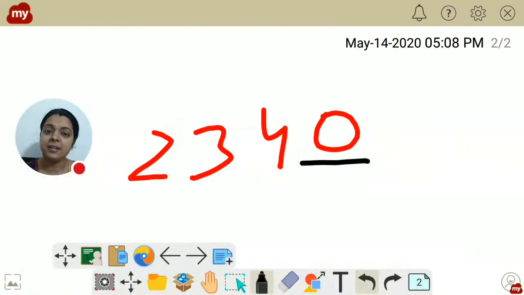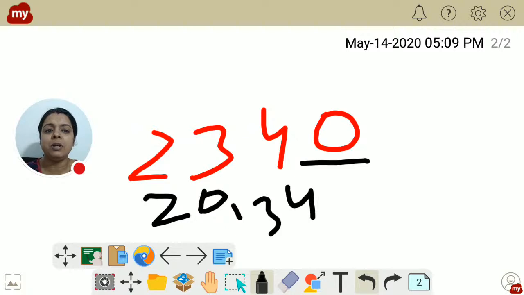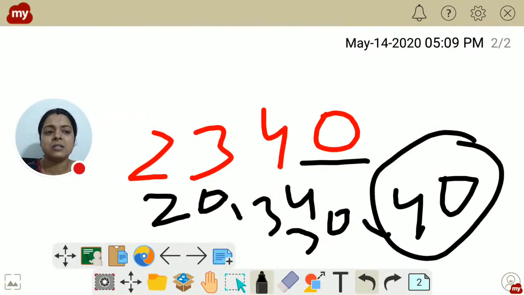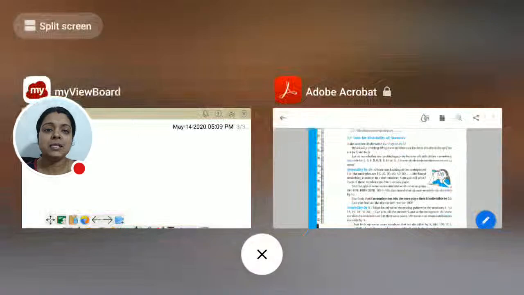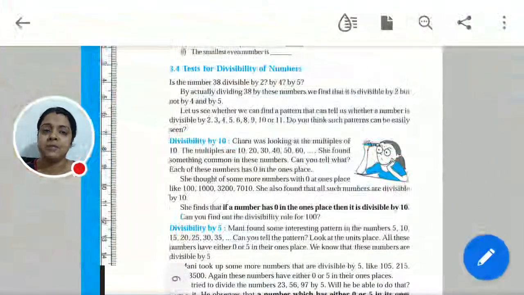Any number is divisible by 10 if it is ending in 0. So what happens here? 10 twos are 20, 3 tens are 30, then finally we get 40, and 40 is also divisible by this. So the rule for the divisibility of 10 is that any number which is ending in 0 is always divisible by 10.